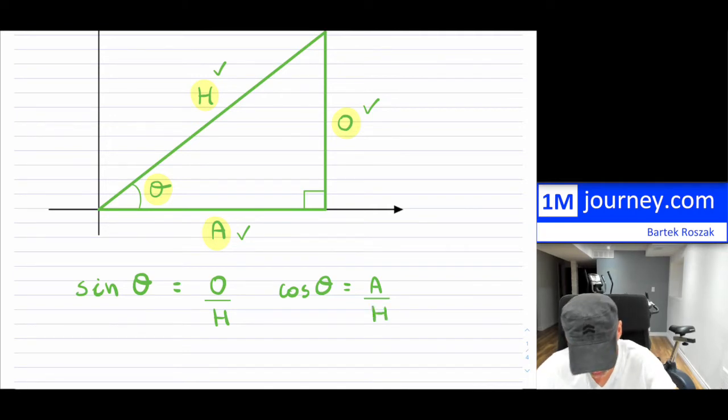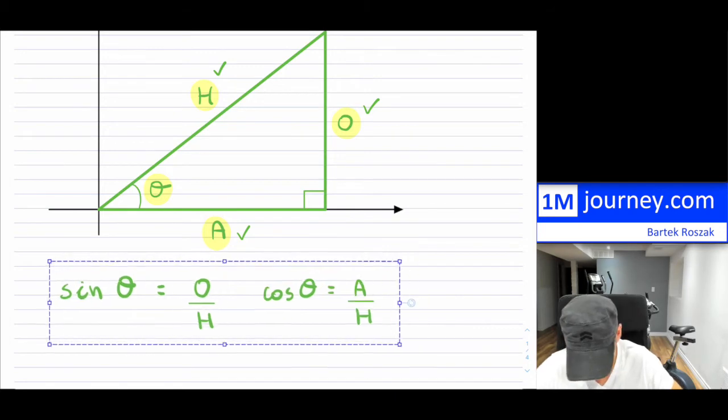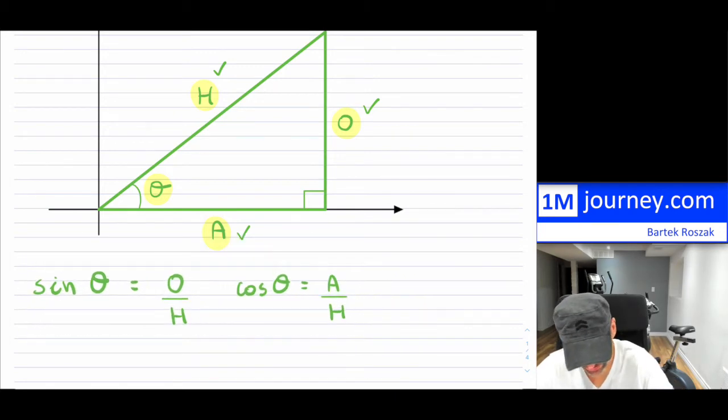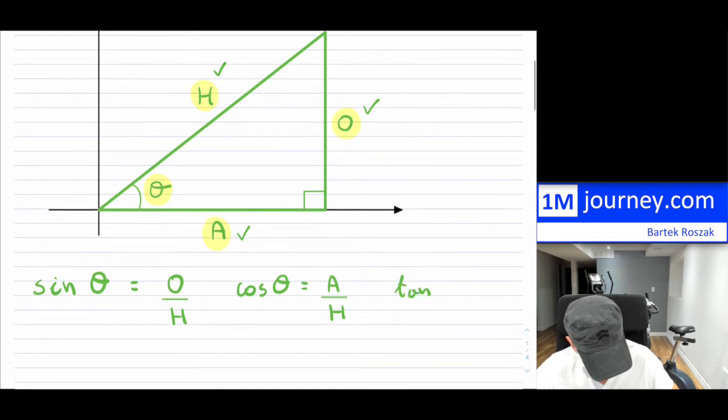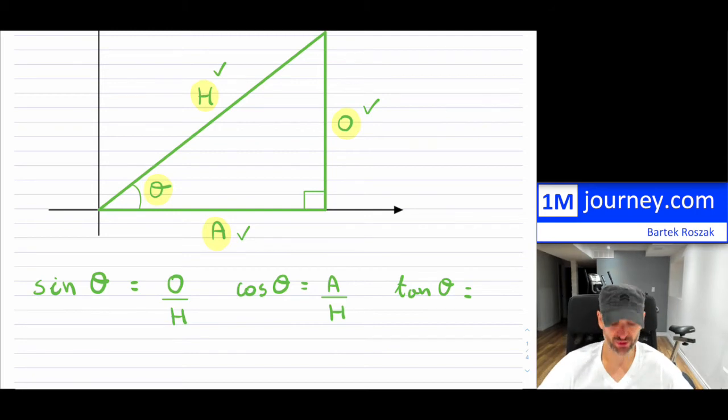And finally, once you have these two, we can also define the tangent of that angle, and that is simply equal to the opposite over adjacent. So it's opposite over adjacent in terms of that particular angle. Okay, so those are the ratios that we have.